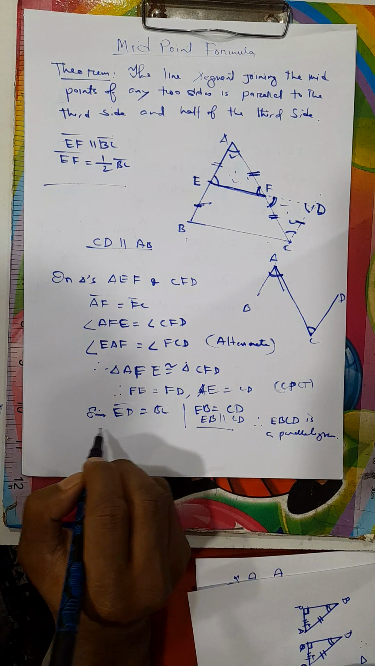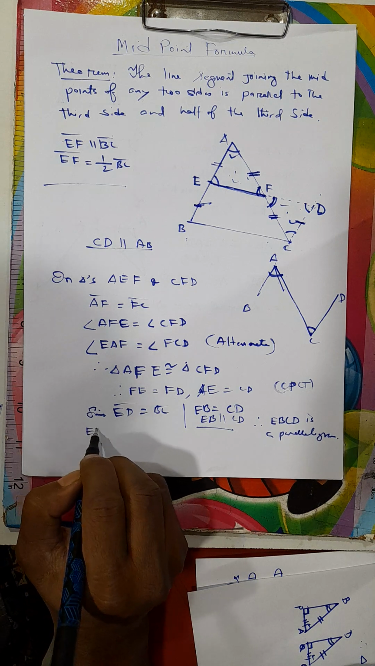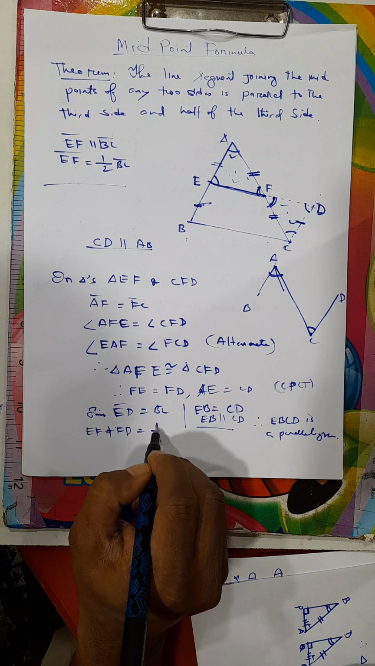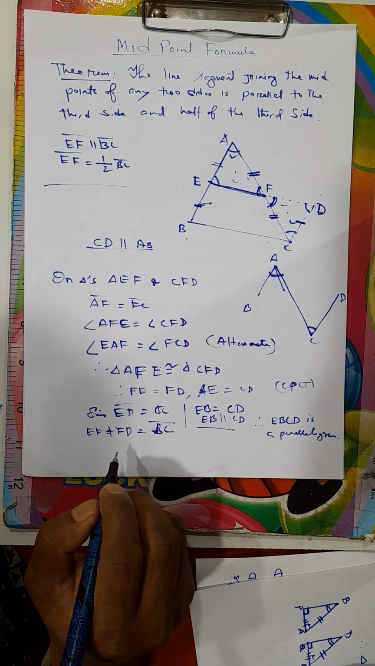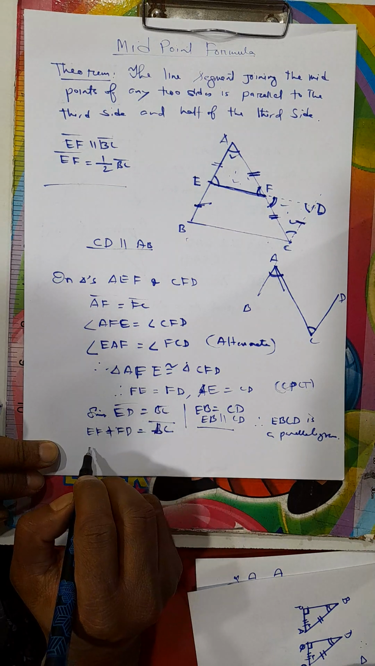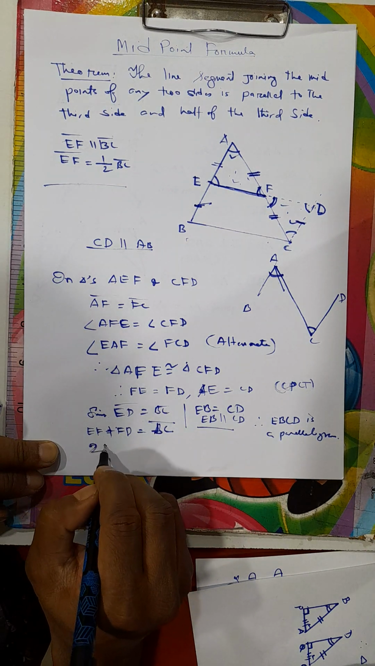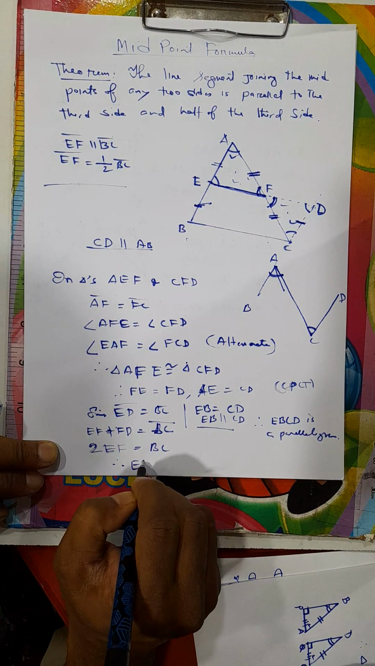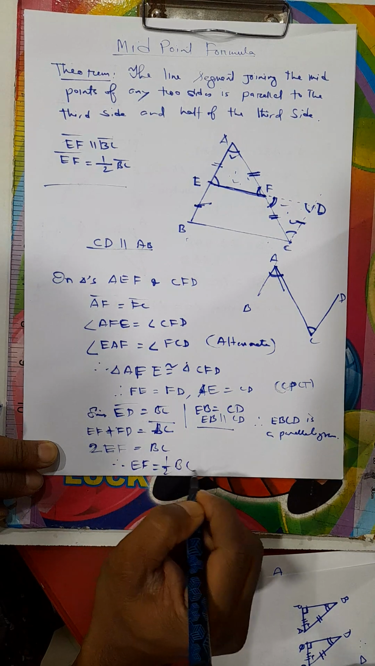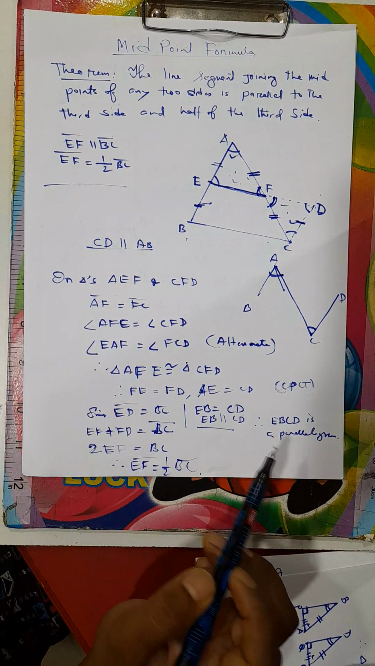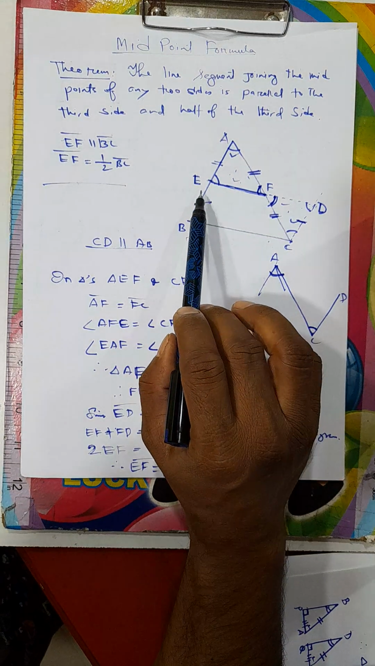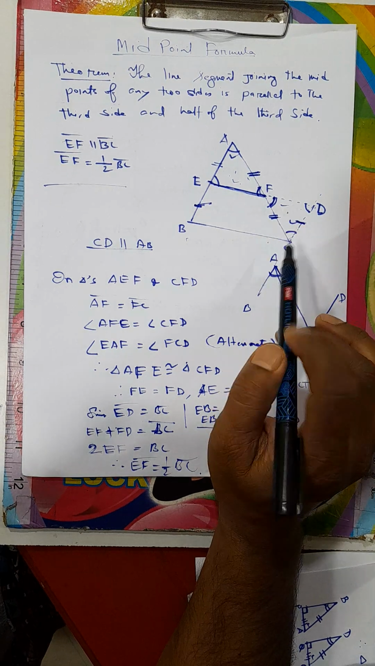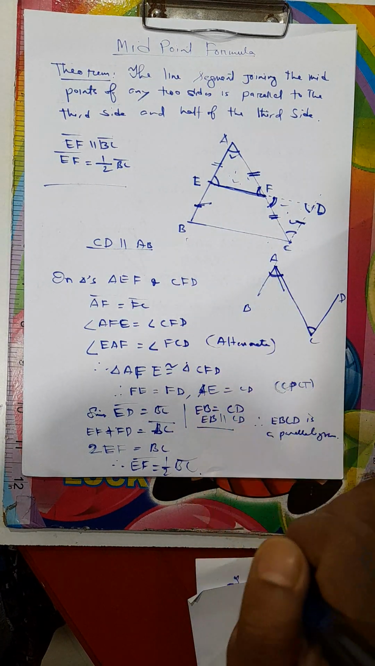Now what is ED? ED means EF plus FD equal to BC. So EF equal to FD. That means you can write twice of EF equal to BC. Therefore, EF equal to half of BC, right? So we prove that the line segment joining the midpoints of any two sides of a triangle is half of the third side. We prove that EF equal to half of BC.